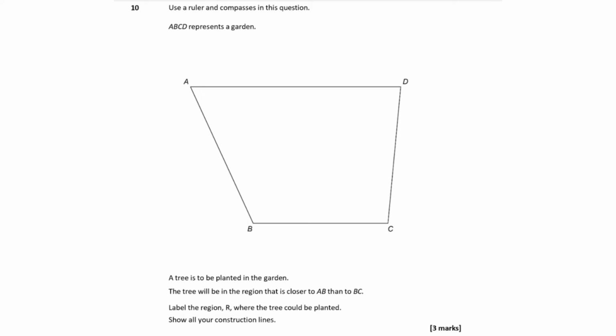Use a ruler and compasses in this question. A, B, C, D represents a garden. A tree is to be planted in the garden. The tree will be in the region that is closer to AB than to BC. Label the region R where the tree could be planted. Show all your construction lines.